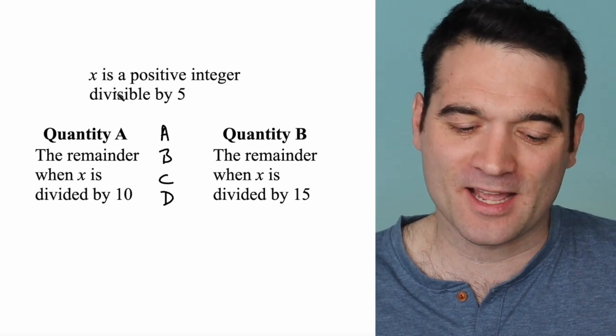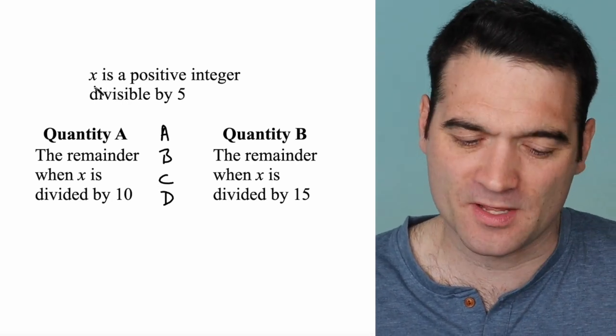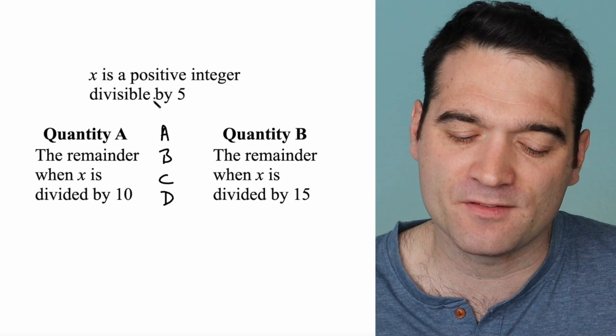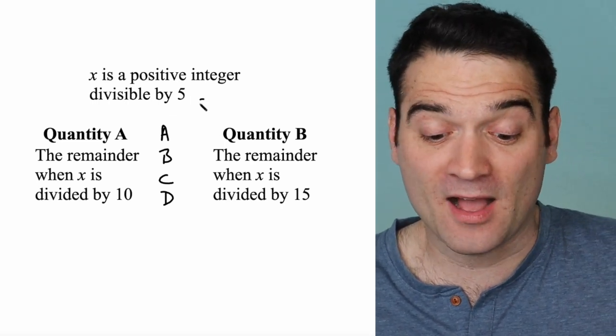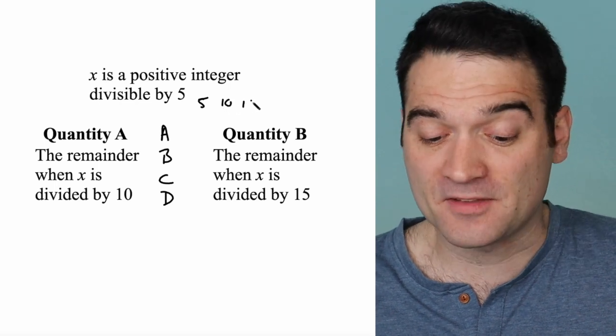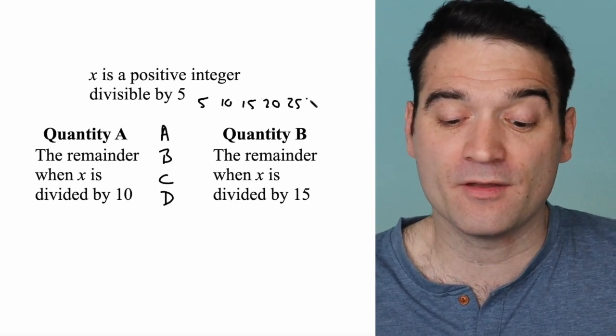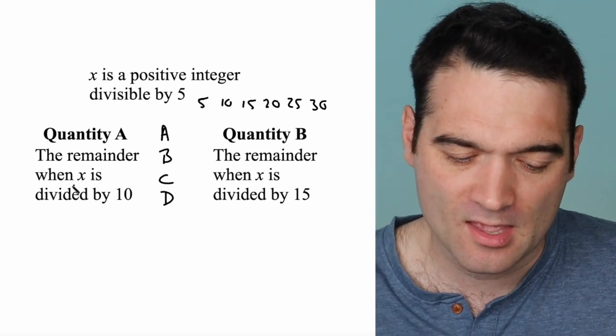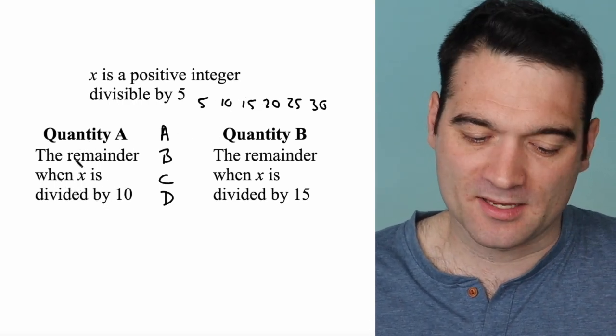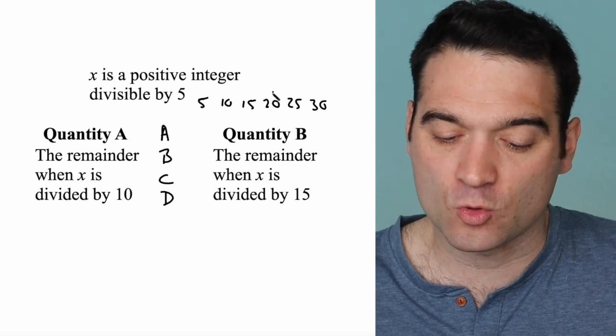All right, so let's try this out. And we'll use test cases to do this. If we're told that x is a positive integer divisible by 5, what are a few examples of that? Well, how about 5, 10, 15, 20, 25, 30, the list goes on and on, right? We'll use these as our test cases. So let's try one test case. Why don't we start with 20, right?